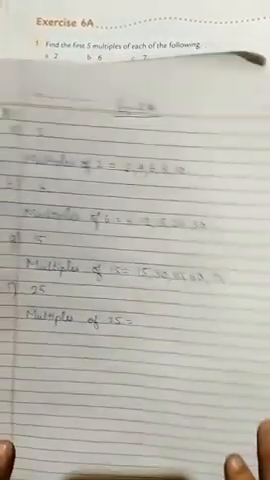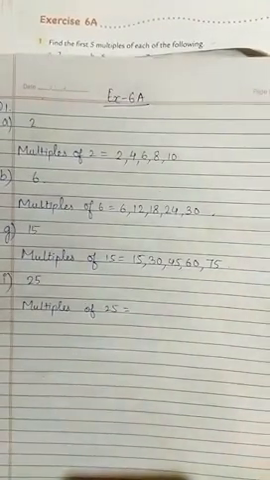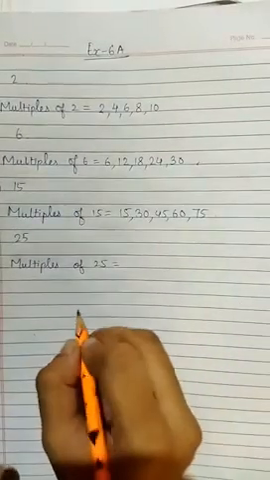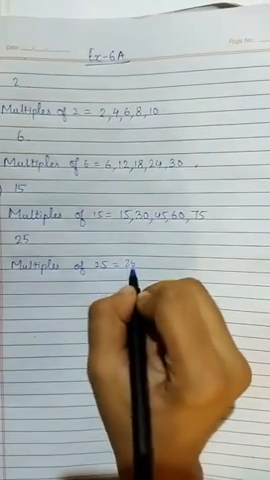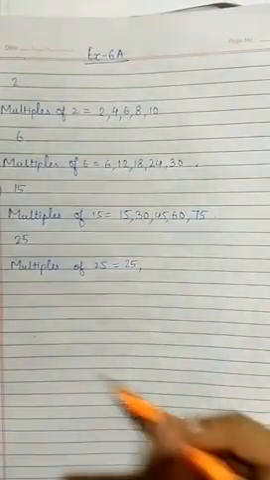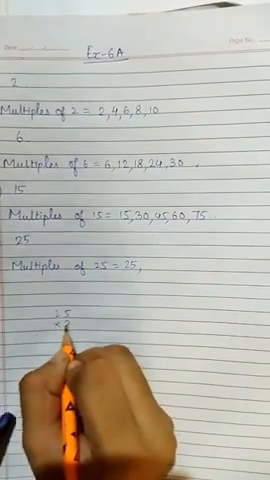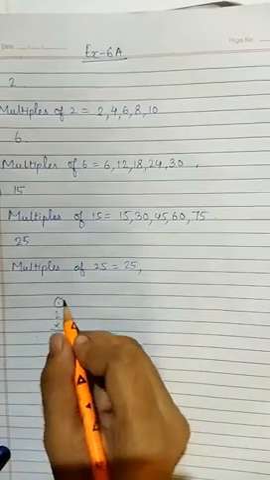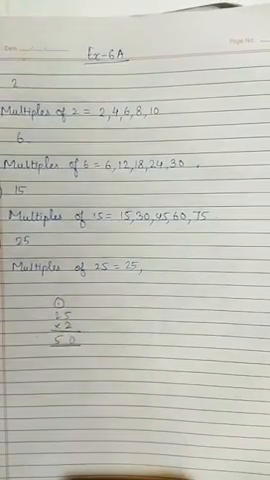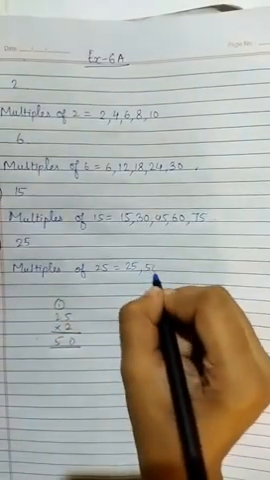Now look here. 25. If you don't know the table of 25, what you will do? You will multiply. You know 25 1s is 25. What will be 25 2s are? 25 2s are 2 5s are 10, 2 2s are 4, 4 plus 1 5. 25 2s are is 50.